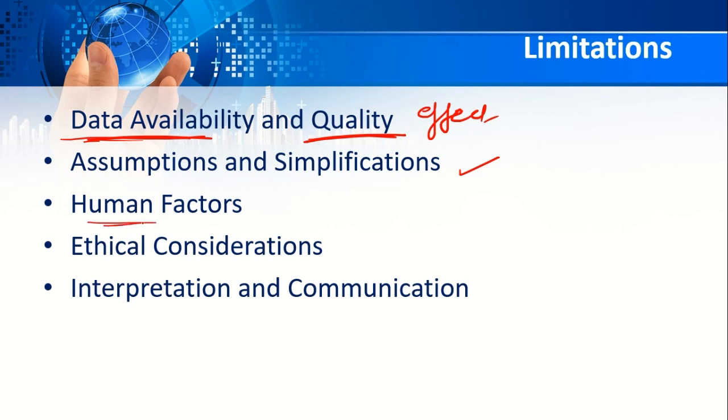Now, when we discuss human factors, there are certain factors like emotions, cultural influences, cognitive biases. They may not be adequately reflected in the quantitative models, which limits their explanatory power. So a quantitative model cannot capture all the complexities of human behavior and decision making.